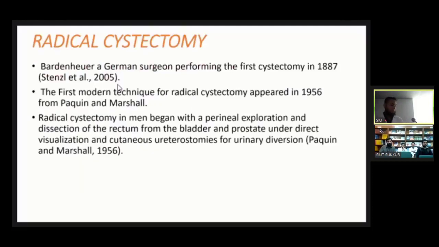Can anyone tell us what the indications for neoadjuvant chemotherapy are, or do all patients need neoadjuvant chemotherapy before radical cystectomy, or are there some particular indications?